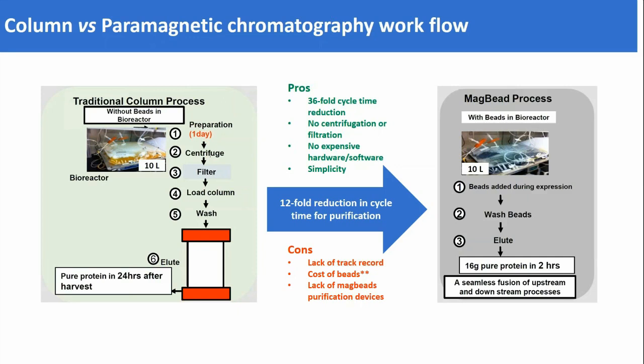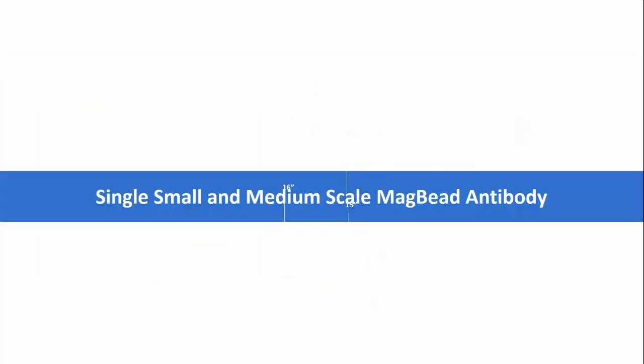Okay. The cons for the magnetic beads is that there is a lack of track record. The cost of beads is still very high, and there is a lack of magnetic devices for capturing beads after putting them in the cell cultures. So now I'll show you how we can do this.